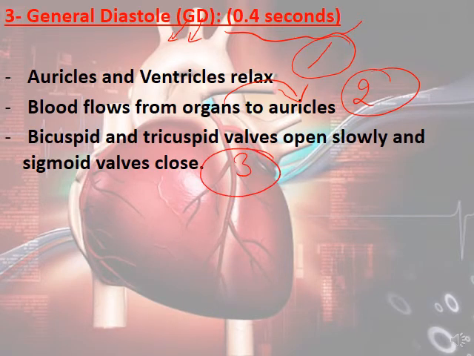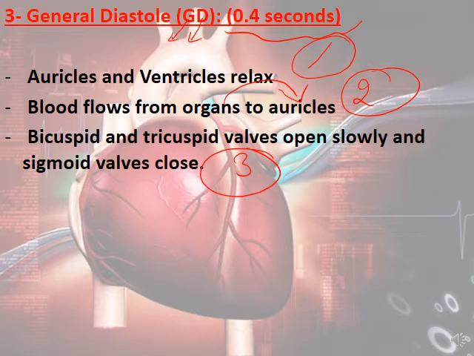So let's repeat this. The auricles and the ventricles relax during the general diastole. The blood flows from the organs to the auricles, and the bicuspid and tricuspid valves start to open slowly, and the sigmoid valves close.